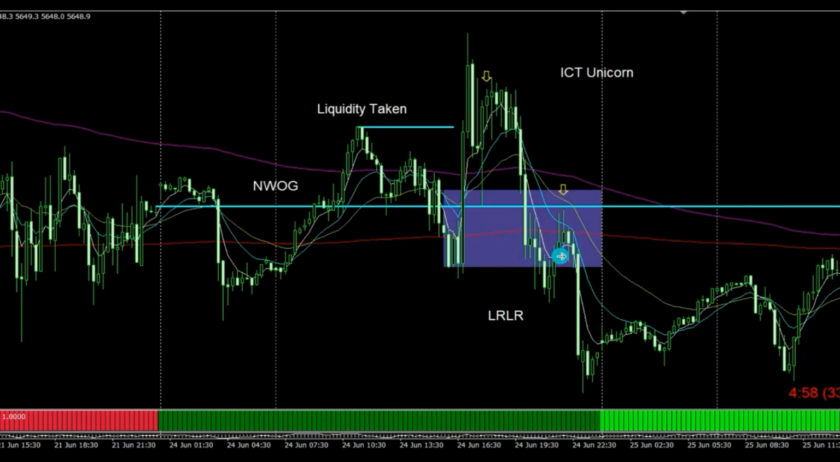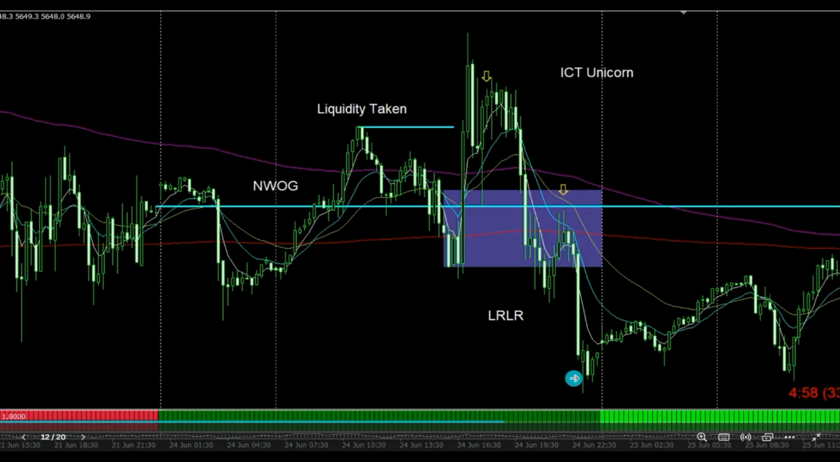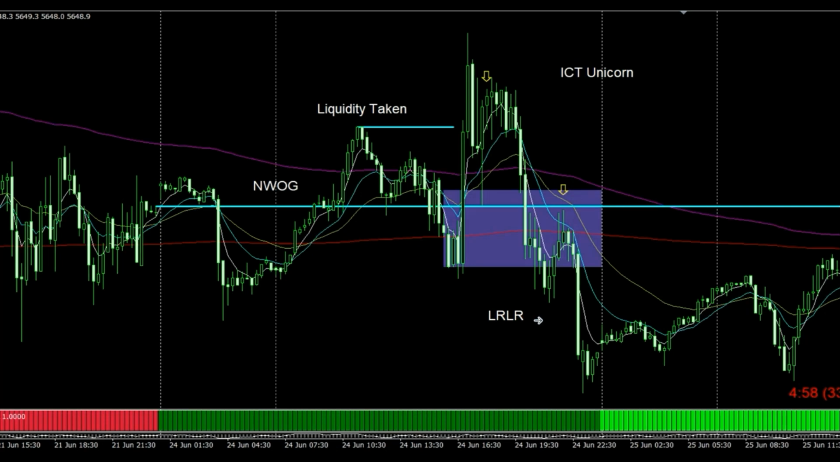Whether you enter here where price crosses the 5 EMA, or on the 2 down pattern, which is right here, you still get a hefty move. Other confluences are we are under the 200 EMA and we are under the 500 EMA. Plus we have taken liquidity and we have crossed the new week opening gap.